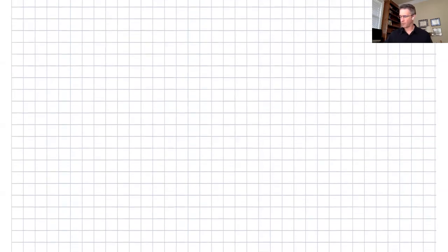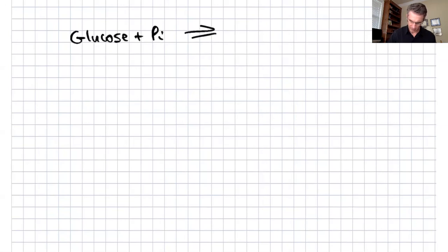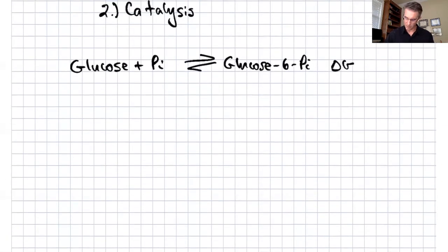think back to that reaction I started the course with, right? Remember this one? Glucose plus inorganic phosphate goes to glucose 6-phosphate, right? And you remember I pointed out that the free energy change for this reaction is in the range of plus 14 kilojoules per mole, right? And it's an essential reaction. I said it's got to go, and yet it's got this unfavorable free energy.